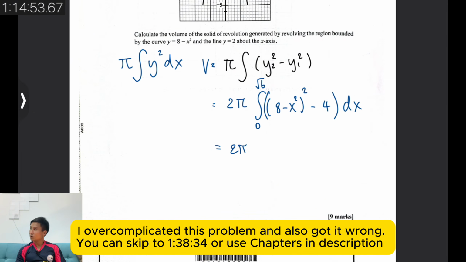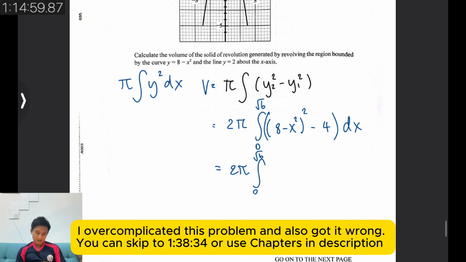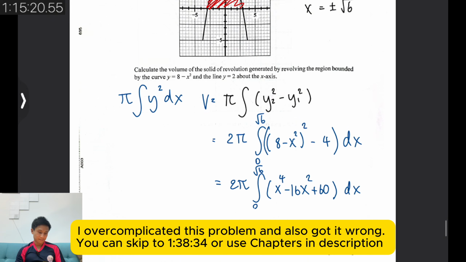And then this is 2 pi integral, the same bounds, 0 to root 6. Then we're going to expand that first. So it's x to the 4 minus 2 times 8 times x squared, so that's 16x squared, and plus 64, because I also have a minus 4 here. So I'm just going to wrap that to 60.